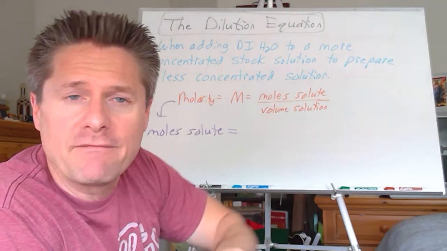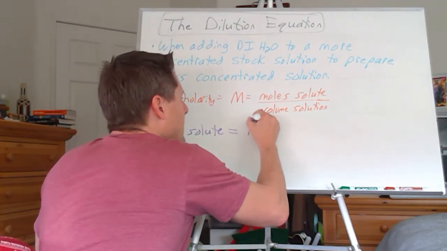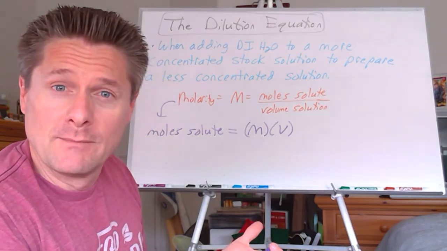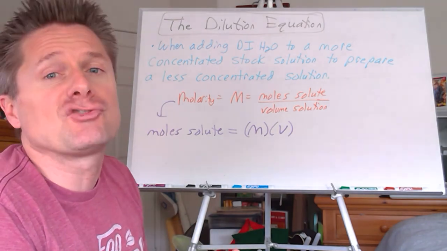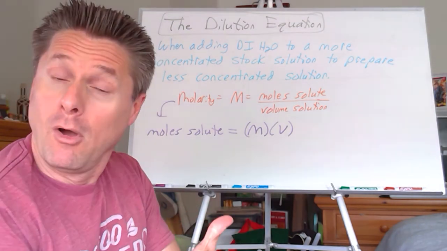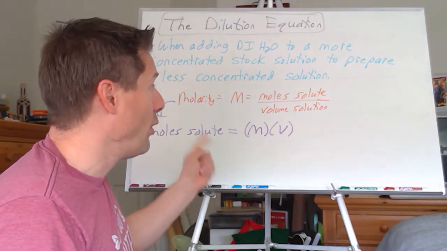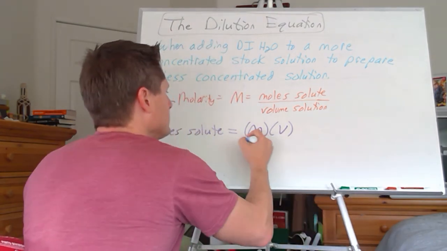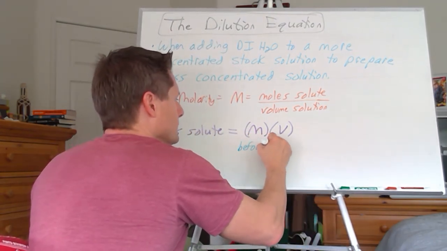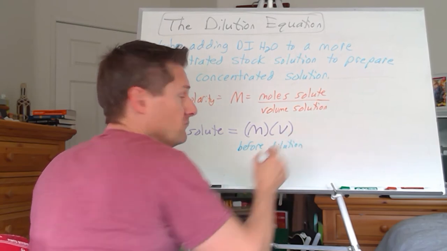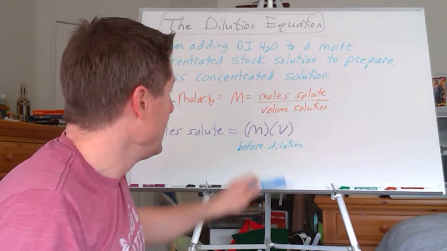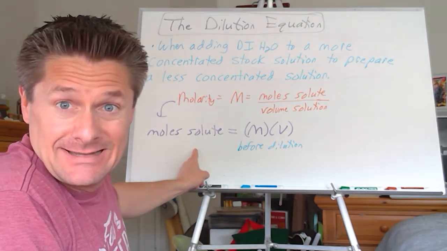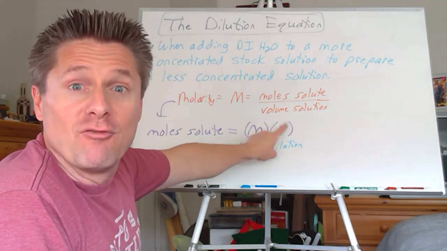And let's just use capital V for the volume. So that would be the molarity times the volume of the solution. That's true for the concentrated solution, and it's true for the diluted solution. Everybody agree? Both before dilution, let me do this in another color. Right, so that's true before you add water to it. If I add water to it, the moles of solute stays constant. So the molarity will drop, the volume will go up.